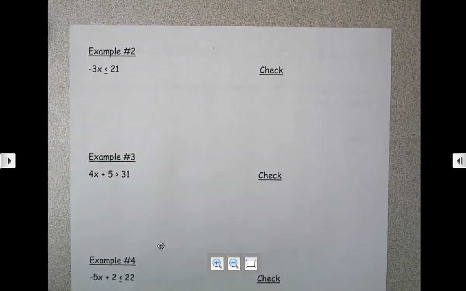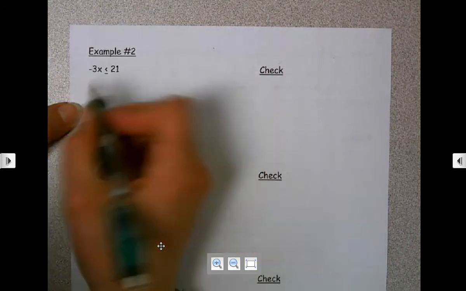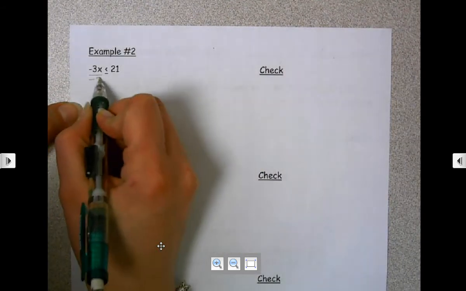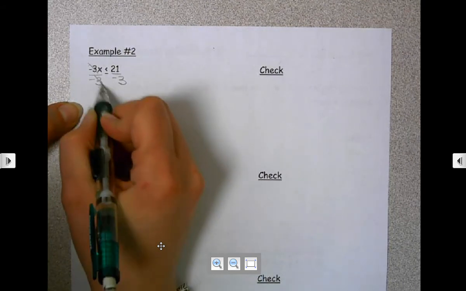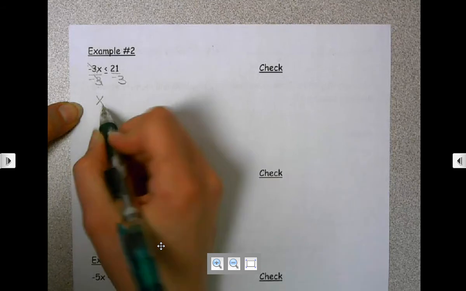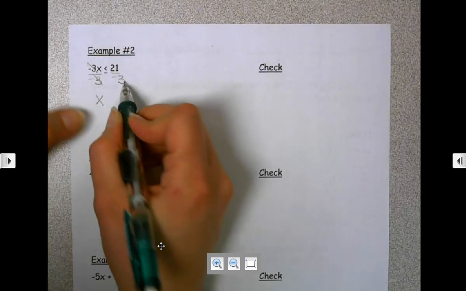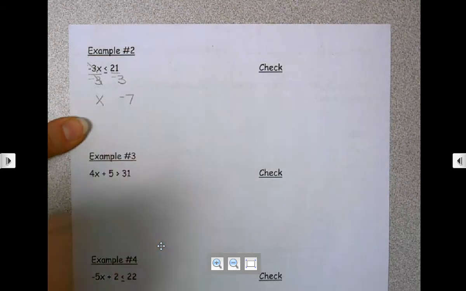Example number 2 has negative 3x less than or equal to 21. The opposite or the inverse operation of negative 3 times is divided by negative 3. Negative 3 over negative 3 cancels out. We are left with x. 21 divided by negative 3, well, I know that to be negative 7.